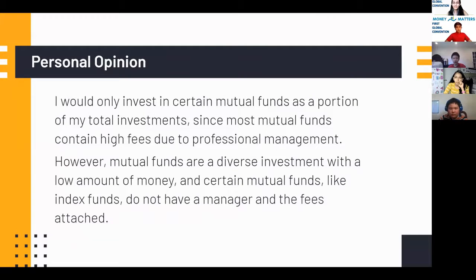Personal opinion. I would only invest in certain mutual funds as a portion of my total investments, since most mutual funds contain high fees due to professional management. However, mutual funds are a diverse investment with a low amount of money, and certain mutual funds, like index funds, do not have a manager and the fees attached.